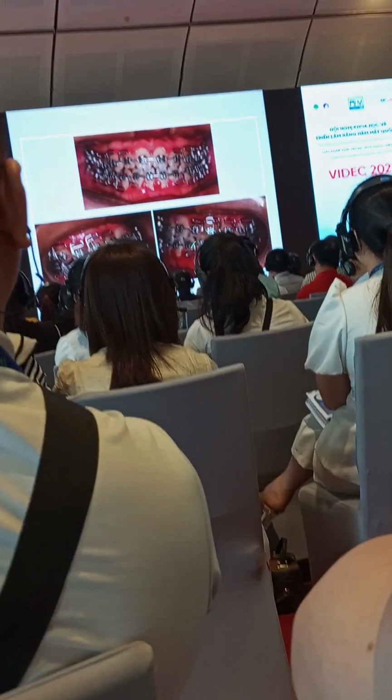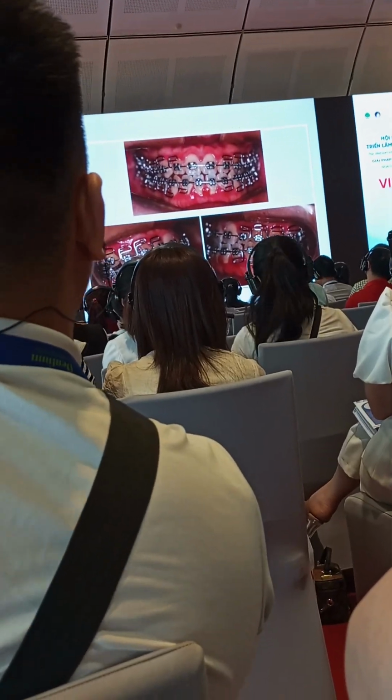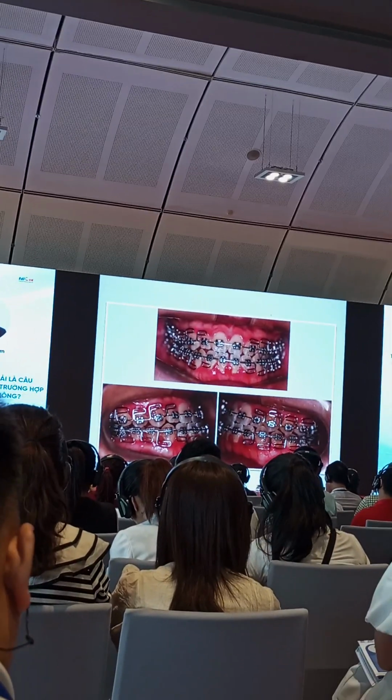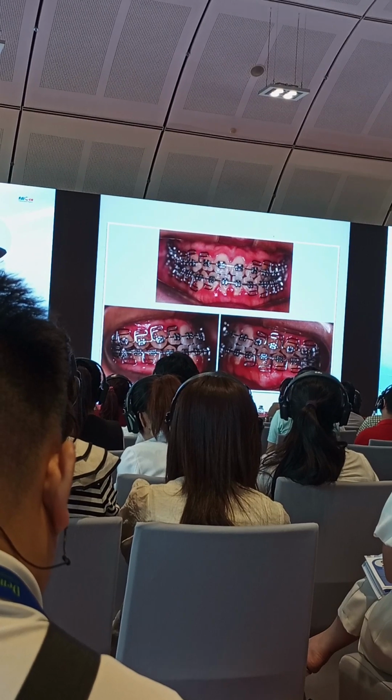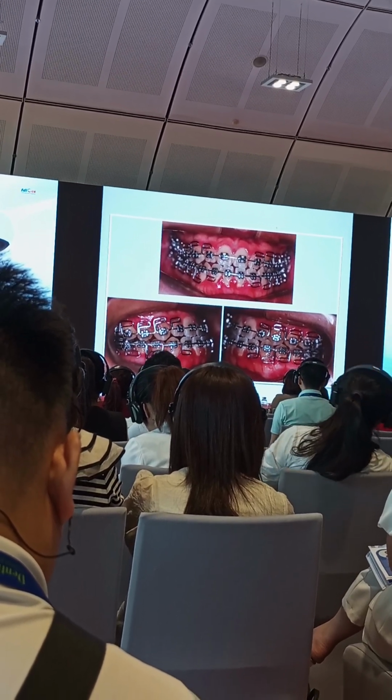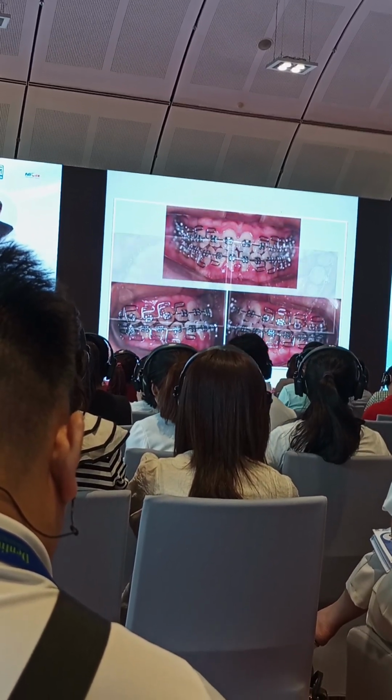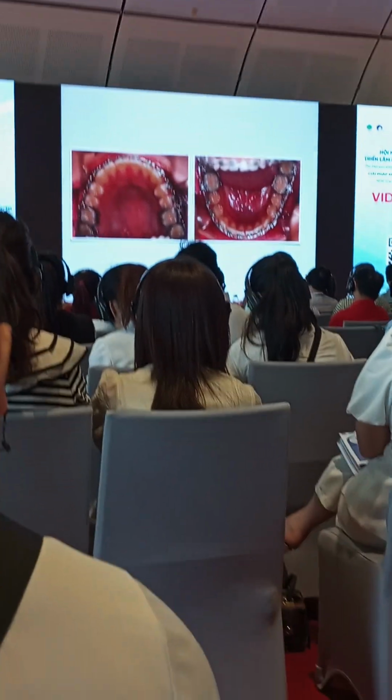So even if here it's almost class 1, we still ask the patient to use the class 3 vector elastic. So we just use the power chain to close the diastema on the lower, which can help us reduce the underbite. So this is the occlusal view.